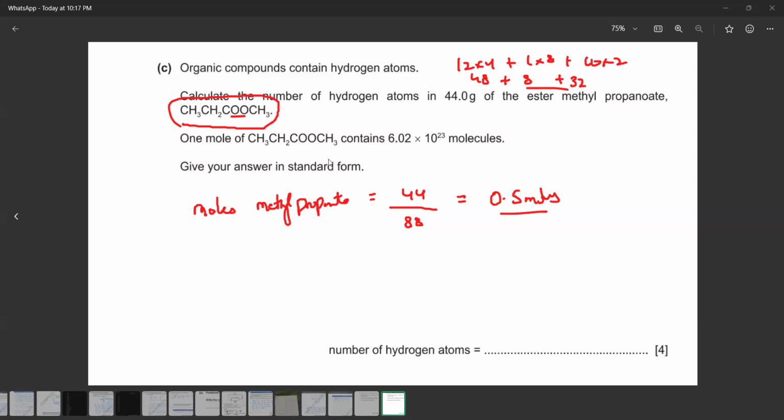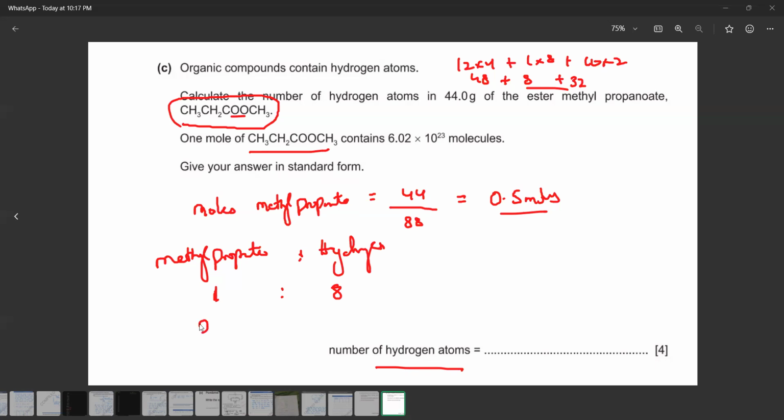Okay. Now, because I need the number of hydrogen atoms, I will first find the moles of this compound, methyl propanoate. And if I compare the ratio of methyl propanoate and hydrogen, in one molecule of methyl propanoate, how many hydrogen atoms are there? 8. So the ratio is 1 to 8. One methyl propanoate gives 8 hydrogen.